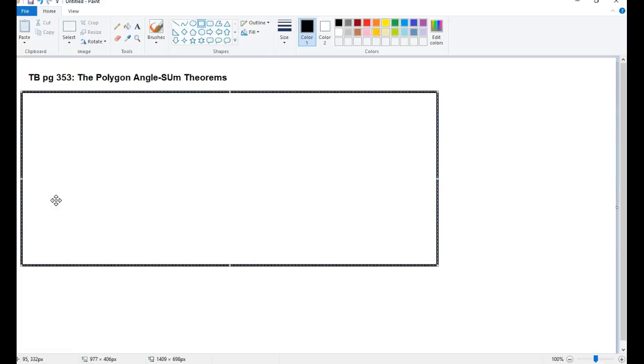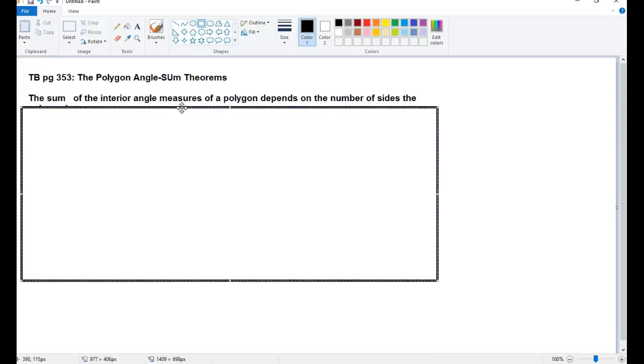Hey guys, welcome back. In semester 2, we're going to be starting with Unit 3, which is Chapter 6, 7, and 8. So we're going to be starting with Chapter 6, and in the first section, we're going to be talking about polygon angle sums and the theorem about them.